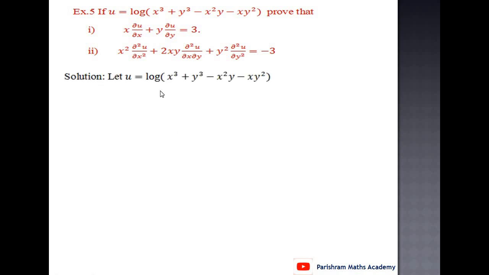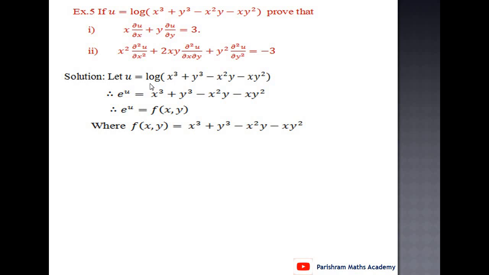Solution. Let u = log(x³ + y³ − x²y − xy²). And therefore we can simplify. If we transfer log to the left hand side, we cancel this log on the right hand side, we get e^u = x³ + y³ − x²y − xy². And therefore we can take e^u = f(x, y), where f(x, y) is nothing but x³ + y³ − x²y − xy². Observe that the degree of each term on the right hand side is 3.